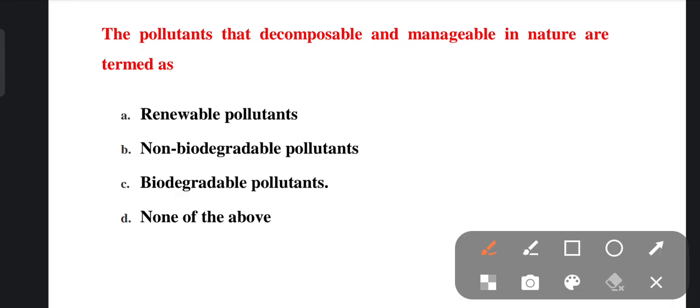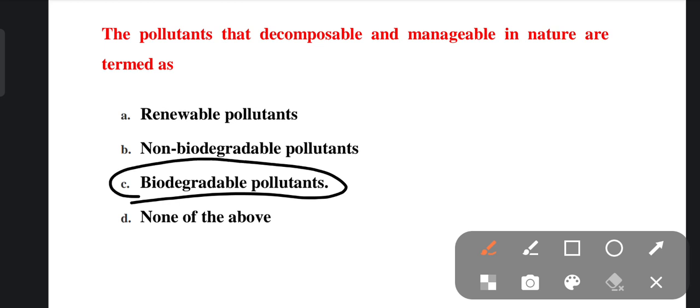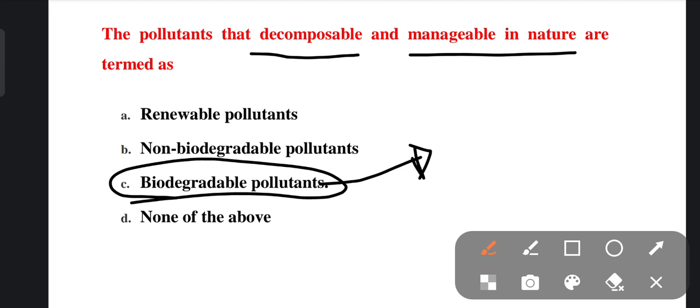The right one is biodegradable pollutants. These are called decomposable and manageable in nature, so through this we don't have much risk for lifetime. So these are biodegradable. Biodegradable means they can mix with the soil within a normal period.